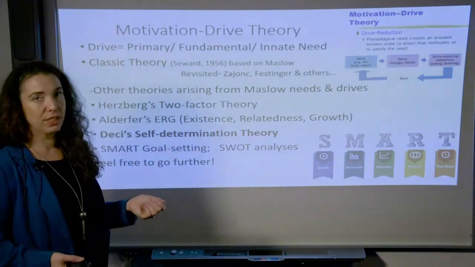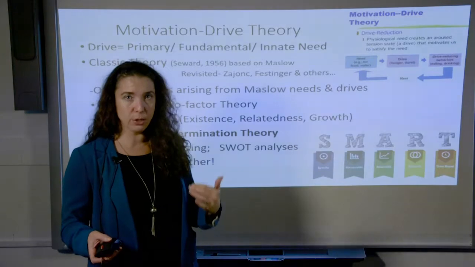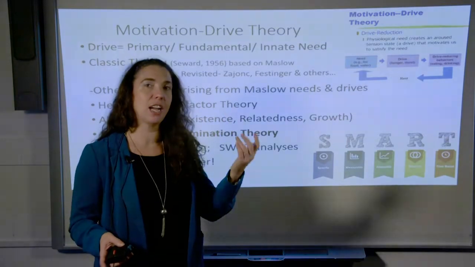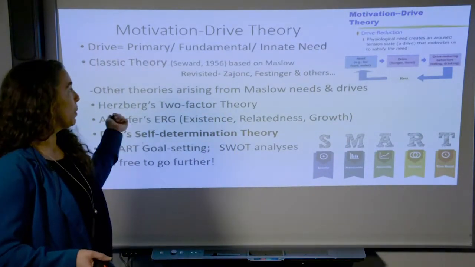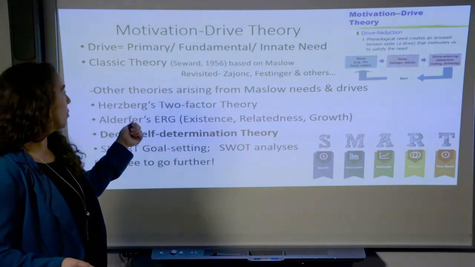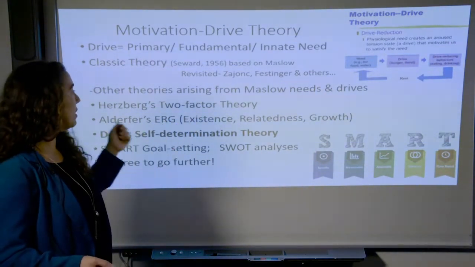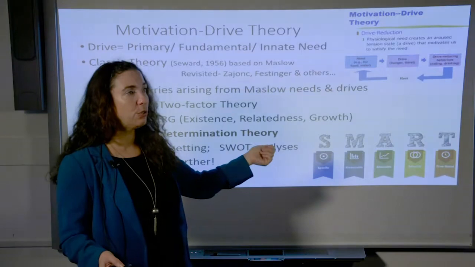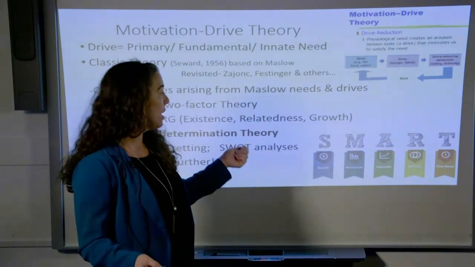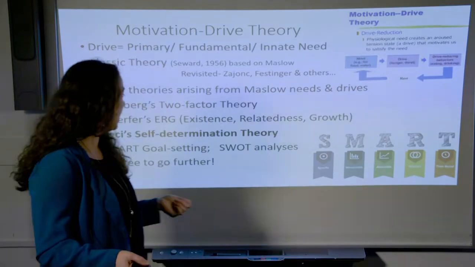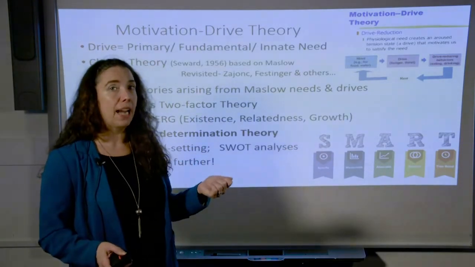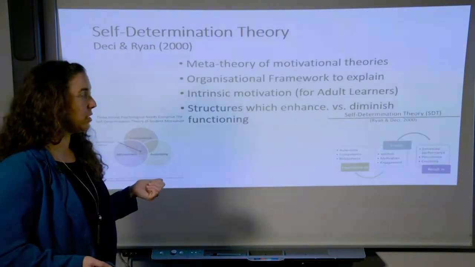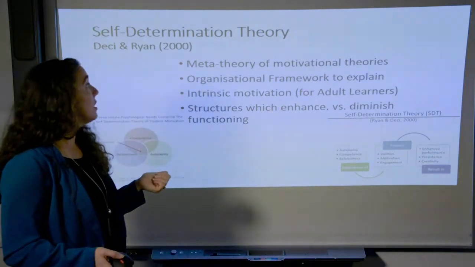There's other theories that have risen from this, and you can see how they're sort of related to Maslow's hierarchy of needs, sort of meeting your basic needs first and moving up towards your self-actualized self. Herzberg's two-factor theory, Alderfer's ERG, existence, relatedness, growth, Deci's self-determination theory, I'll talk about it in a minute, and all of these have led to things that are used in adult learning, such as setting SMART goals: specific, measurable, attainable, relevant, time-based. So feel free to go further and look at these approaches, but the most important of these that have spawned out of Maslow and the motivation drive theory is self-determination theory.